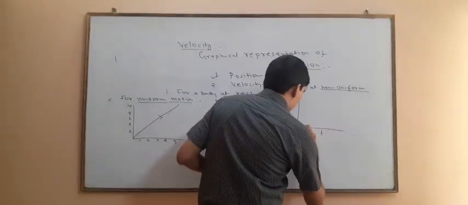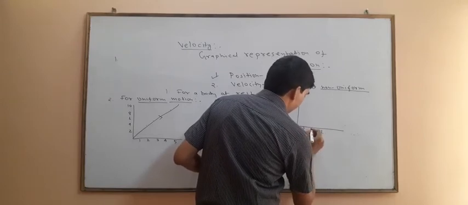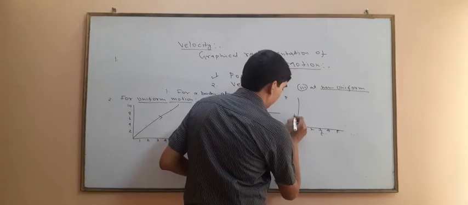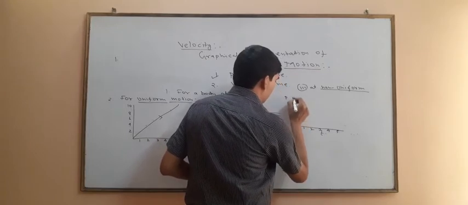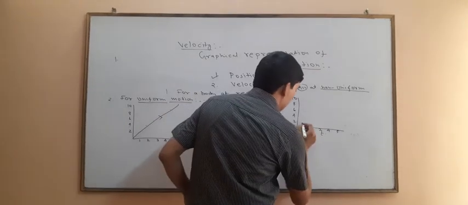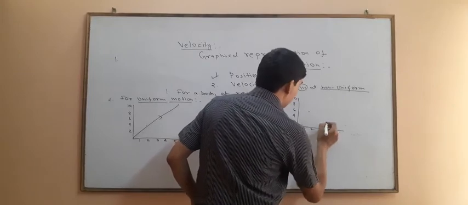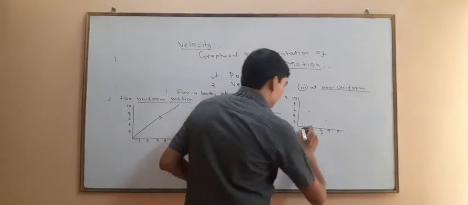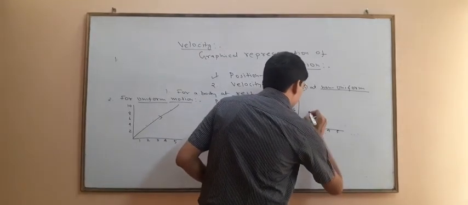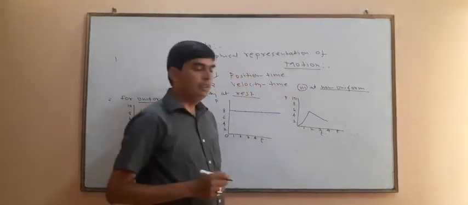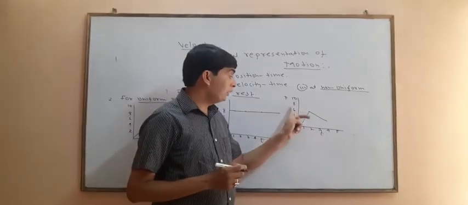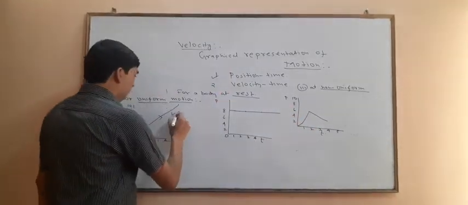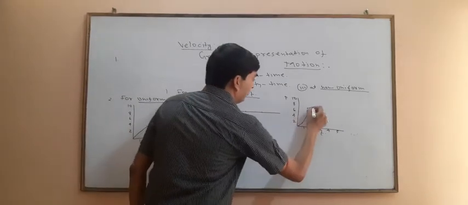So suppose the body is covering 2, 4, 6, 8, 10. First it has gone to 2, second it has reached 6, third it has again come to 4. Three cases are there. So if you are plotting, the nature of the graph will be like this one. It can take any shape depending upon the position and time. So three graphs are there for the position-time axis.